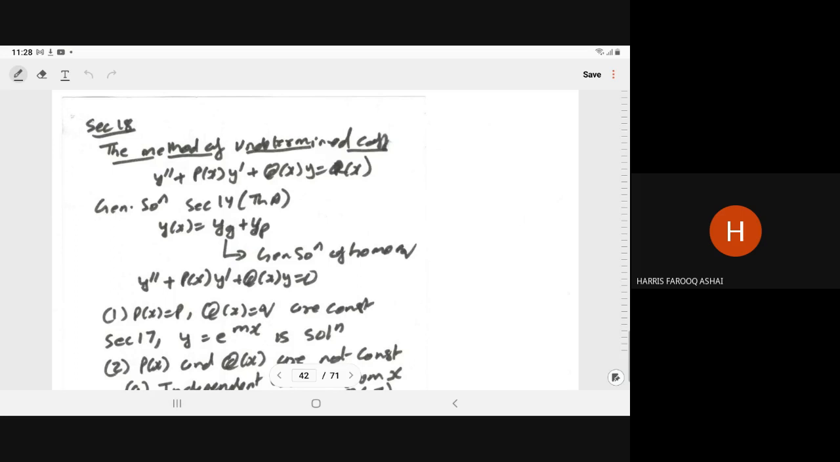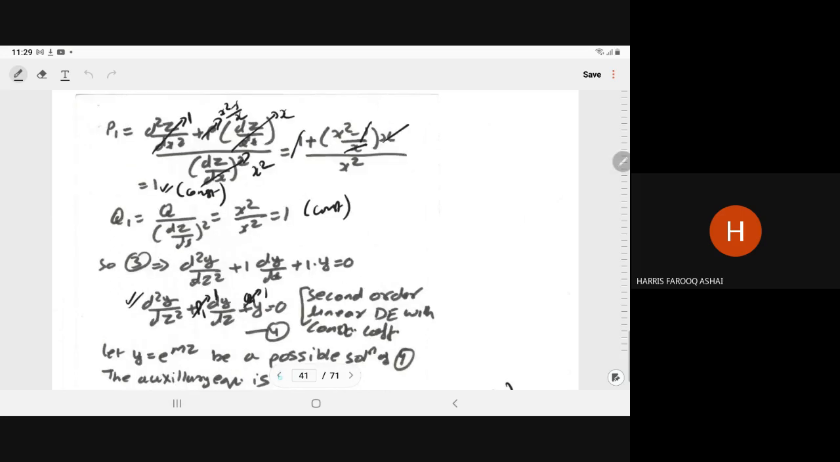Now any doubt up to here? Anything you want to ask? Now next is the method of... Sir, can you repeat the P1 equation that was initially formed? d2z upon dx2 plus p into dz by dx whole upon dz by dx whole square. Okay, sir.